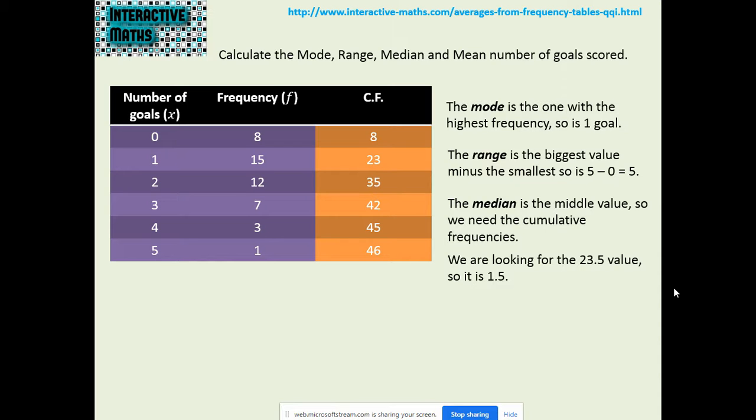So what we do now is we are looking for the 23.5 value. What you do is 46 plus 1 divided by 2 to work out the median. Okay, n plus 1 divided by 2. In this case, 46 plus 1 is 47, divided by 2 is 23.5. So looking at cumulative frequency, 23.5 is between 1 and 2. So that would be 1.5.